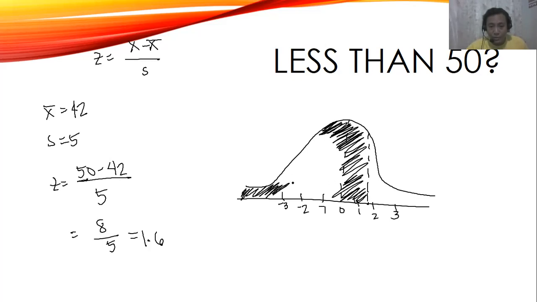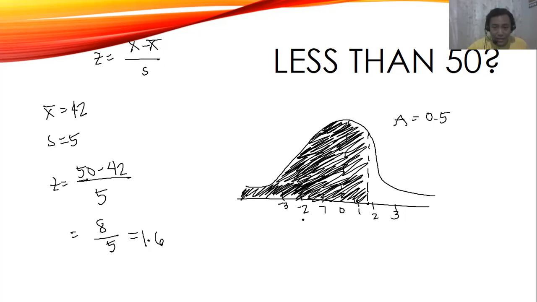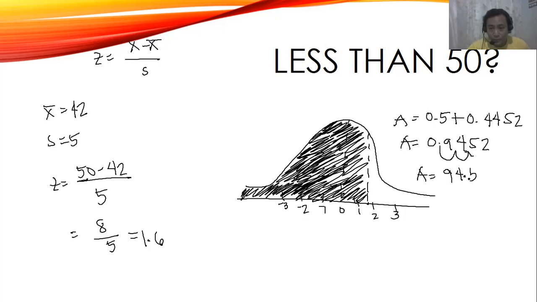O, yung isang tip na sinabi ko sa inyo, kapag na-shadean pati yung nasa gitna, kailangan nating mag-add tayo. What are we going to add? Of course, the area is equal to 0.5 kasi nga half na yan plus yung area ng 1.6, and the area of 1.6 is 0.4452. So the area is equal to 0.9452, and we are asked of the percentage, therefore we have to move the decimal point twice papunta sa right, therefore the area is 94.52%. Therefore, less than 50, lahat ng nakakuha ng mas mababa sa 50 ay 94.52%. Halos lahat na nag-take ng exam is less than 50 ang nakuha.